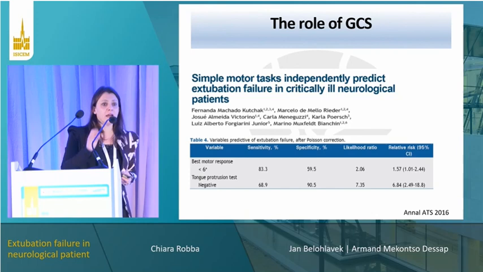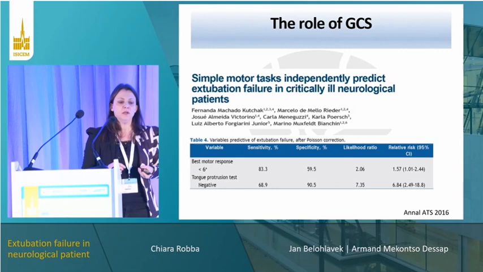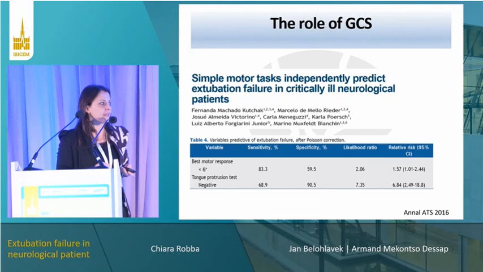And the reason is exactly what I was mentioning before. We have neurological patients. These are patients with a brain injury. So all what concerns the motility, the ability to cough, to protect the airway, depends obviously from the acute brain injury. And a lot of research has focused on the role of the GCS, the Glasgow Coma Scale, which is the most important, most useful, used scale that is applied in neurological critically ill patients.